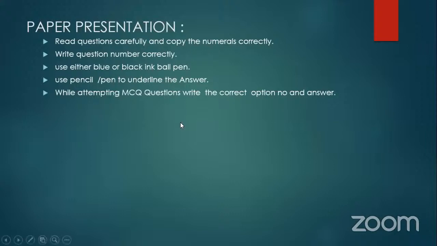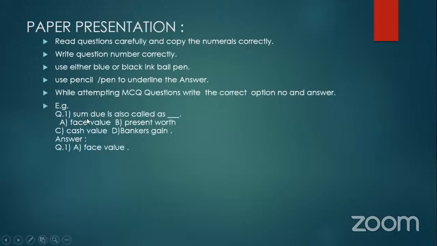So for example, I had written over here, "Sum due is also called as." Options are given, and while writing, you have to write question number 1. The question number should be written correctly. A, face value. A, face value.